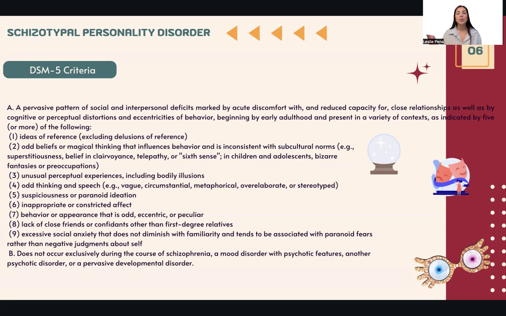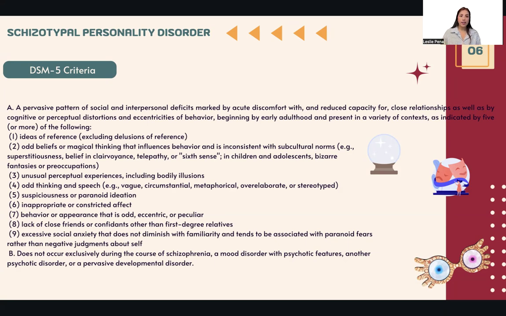So this one, again, is present in early adulthood, and this one's indicated by five or more of the following. So ideas of reference, excluding delusions of reference, odd beliefs or magical thinking that are inconsistent with norms. So thinking like you can read a crystal ball, or feeling like you have clairvoyance or telepathy or a sixth sense. Unusual perceptual experiences, including bodily illusions, odd thinking or speech. Their speech is very circumstantial, metaphorical, over-elaborate, or stereotyped.